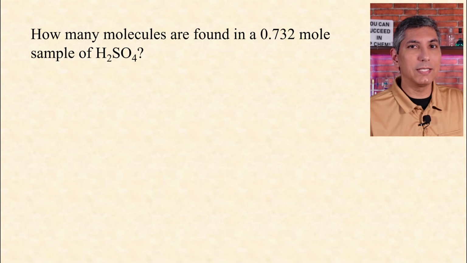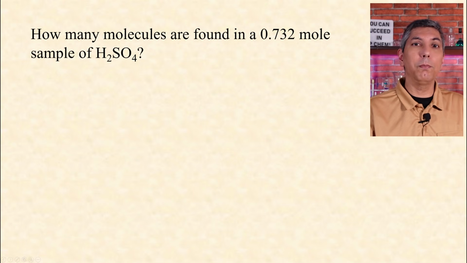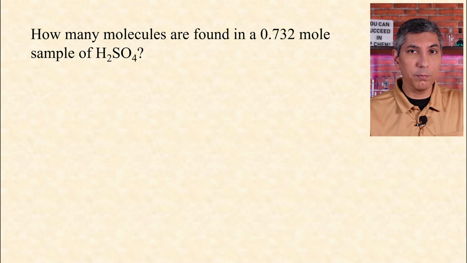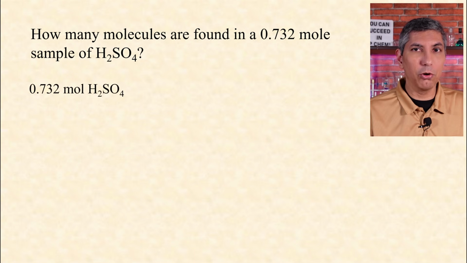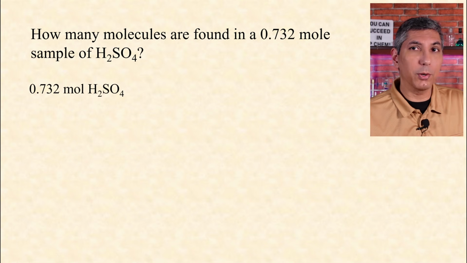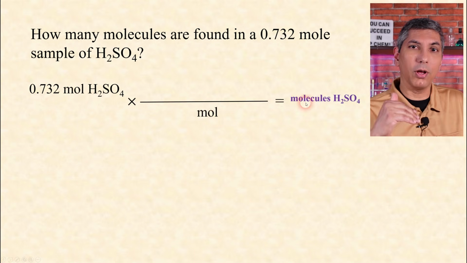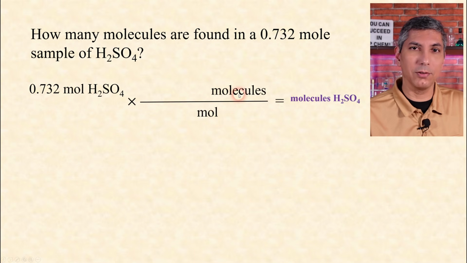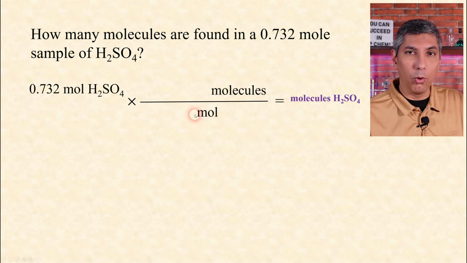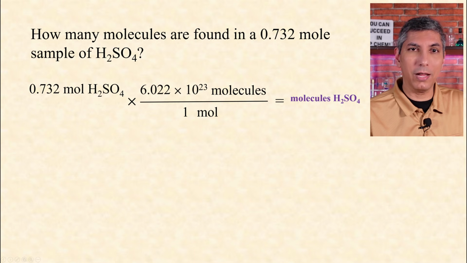So, if we're asked how many molecules are found in a 0.732 mole sample of H2SO4, we use dimensional analysis. We start by writing down what's given to us, 0.732 moles of H2SO4, and we're trying to convert to molecules. So in our conversion factor, we put moles on the bottom and molecules on the top, since that's what we're converting to. And we know that 1 mole is equal to 6.022 times 10 to the 23rd molecules.